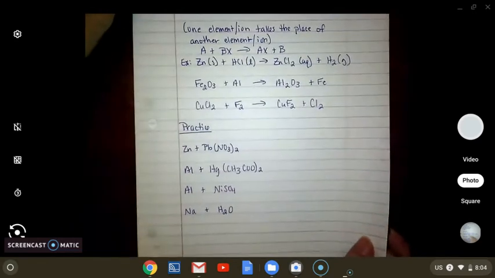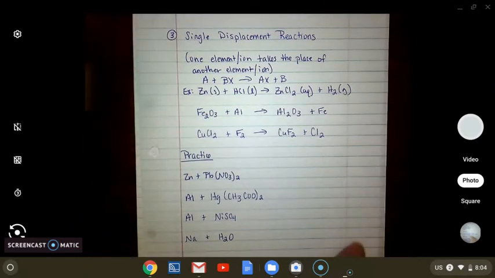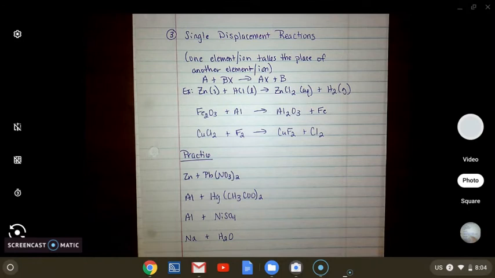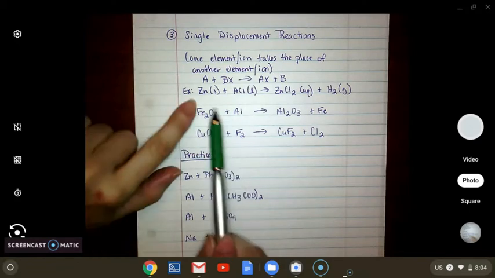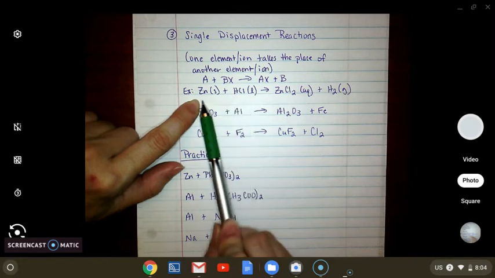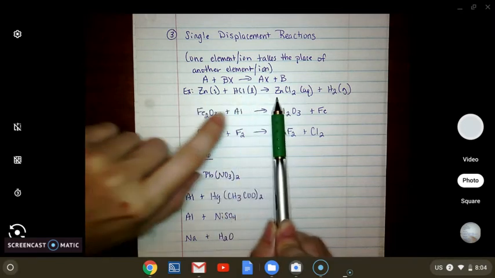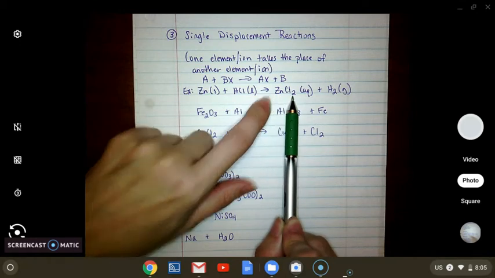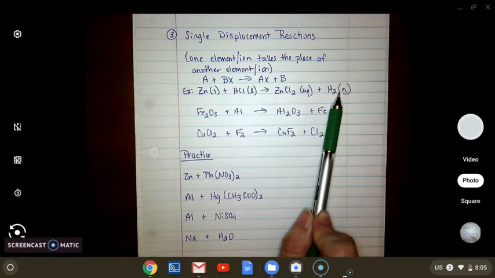All right, single replacement, or displacement. It's also called single replacement reactions. Basically, you have a single element and you're replacing it with the element in another compound. So for example, you have zinc plus HCl, and technically this would be hydrochloric acid. Anyway, the zinc takes the place of the hydrogen. So if you notice, zinc is now with zinc chloride, and then hydrogen is by itself.